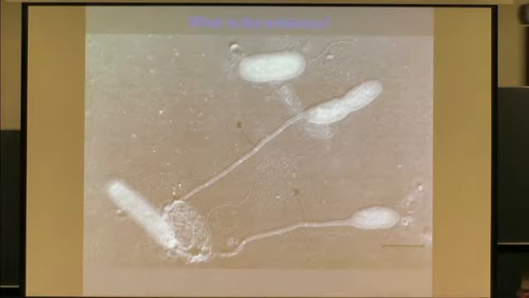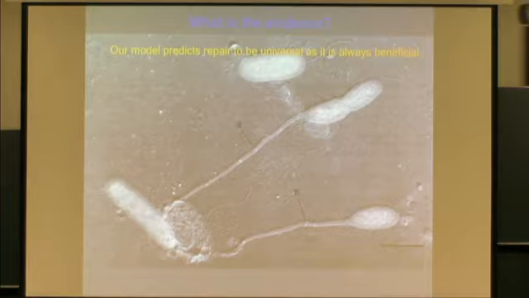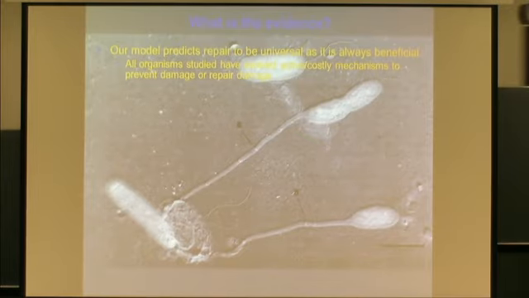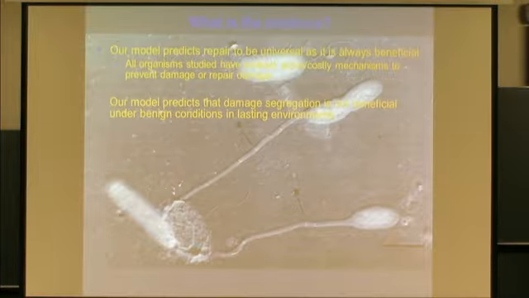But we should compare our model to evidence, of course. Our model predicts repair to be universal because it's always beneficial. Okay? So all organisms should have repair processes. And as far as I know, all organisms that have been studied do have mechanisms of repair of damage and mechanisms of preventing damage. So that prediction is correct.